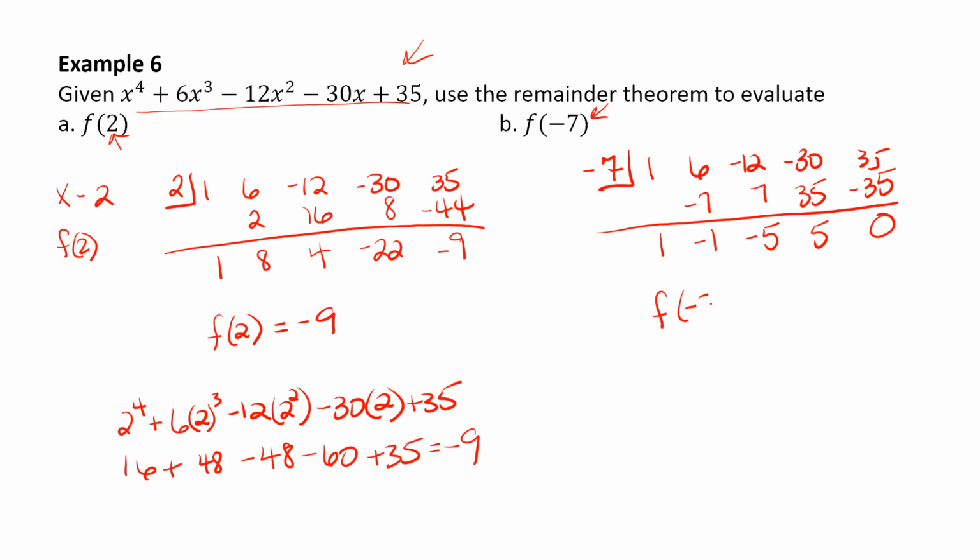So f of negative 7 is 0, which means that negative 7 is a 0 of this function, which means that it is where this function would cross the x-axis. One of the places where it would cross the x-axis would be at x equals negative 7. And it also tells us that x plus 7 is a factor of this function.